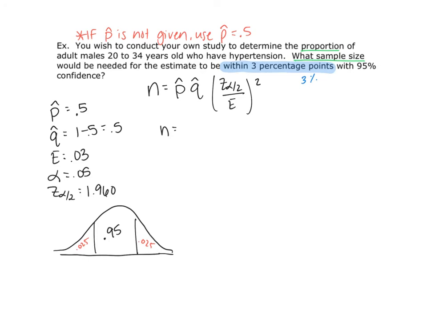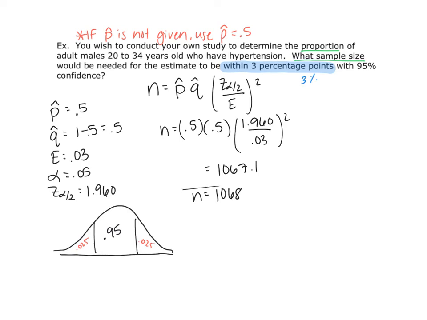Now that we have our values, plug and chug. 0.5 times 0.5 times 1.960 over our margin of error, which is 0.03, squared. This gives us 1067.1. Since we're always going to round up for sample size, we need a sample of 1068 males.